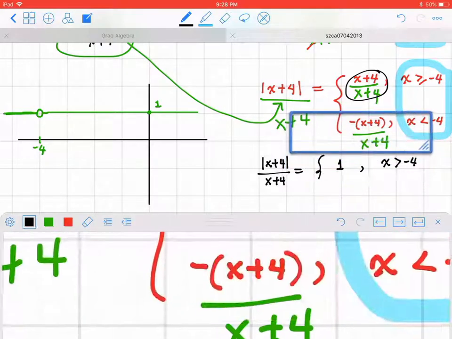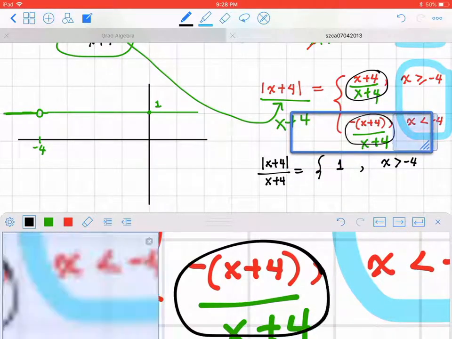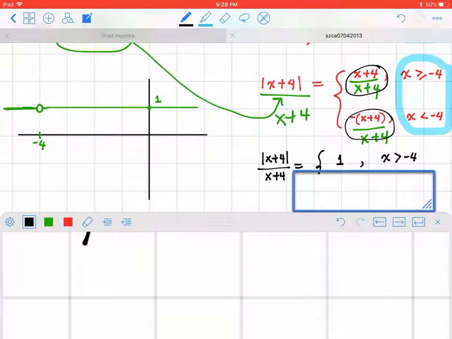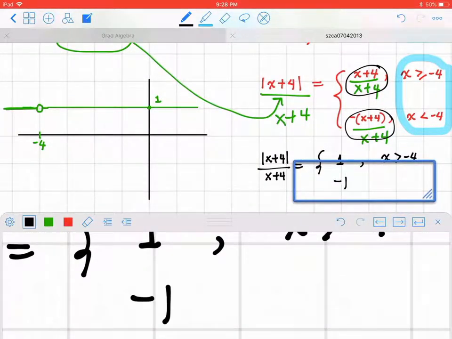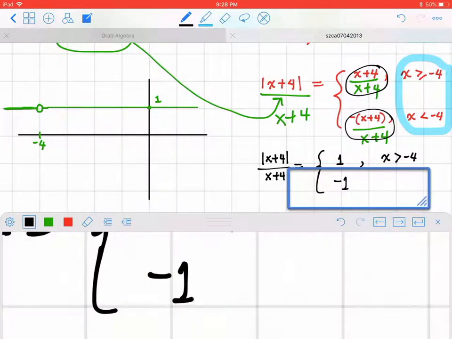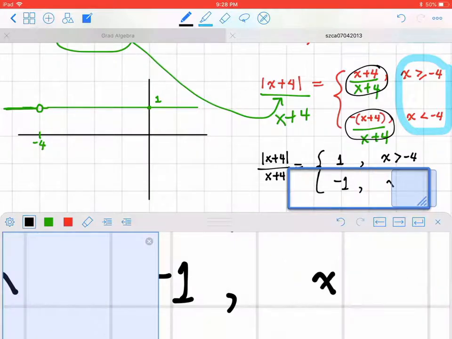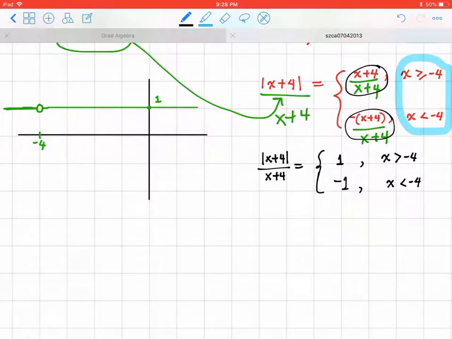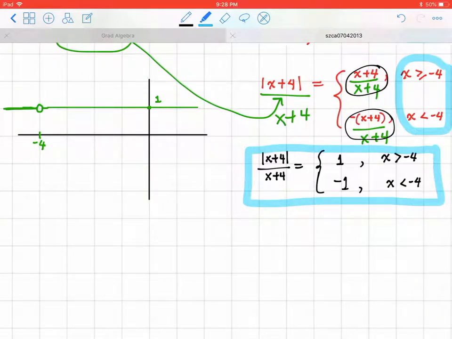And then now we're going to figure out this bottom piece, and what's that going to be? That equals -1, yes, -1 as long as x is less than -4. And so this is the final result of our graph, and you can see what happens here in our actual graph.